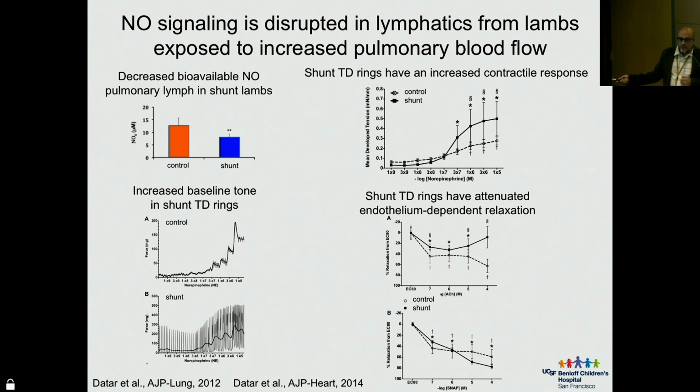However, if you give them exogenous nitric oxide with an NO donor like SNAP, both control rings and shunt rings can relax appropriately. So this suggests some attenuation of endothelium-dependent relaxation, or some disruption of NO signaling. All this together suggests that the NO signaling is not quite right.